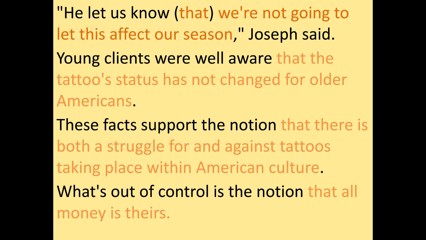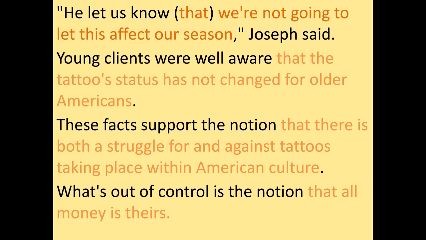And again in the last sentence, you see a content clause being a complement to notion, again to a noun, and again it's notion. What's out of control is the notion that all money is theirs. You see how that's one big noun phrase? The notion that all money is theirs is what's out of control. You can move it around.